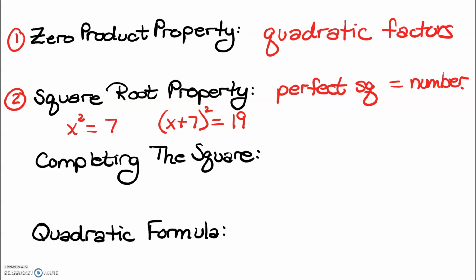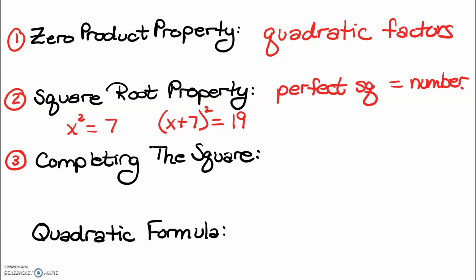So if I can't use the zero product property and I can't use the square root property, then it doesn't really matter which one you choose next. Sometimes completing the square is easier and sometimes the quadratic formula is easier. They both take about the same amount of time if you know what you're doing. So let's talk about completing the square.